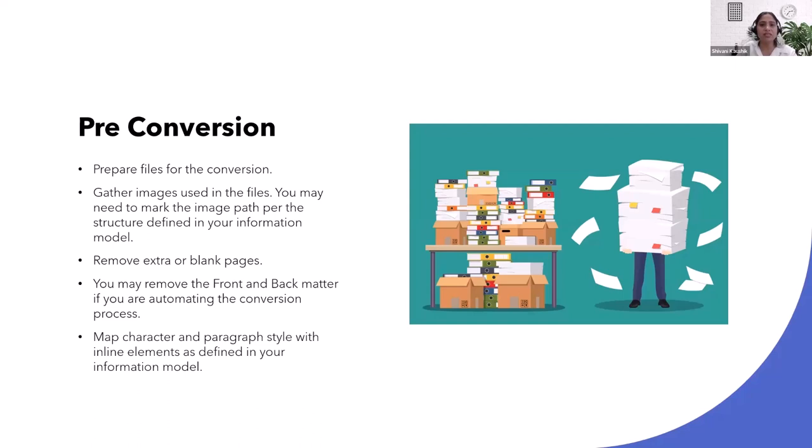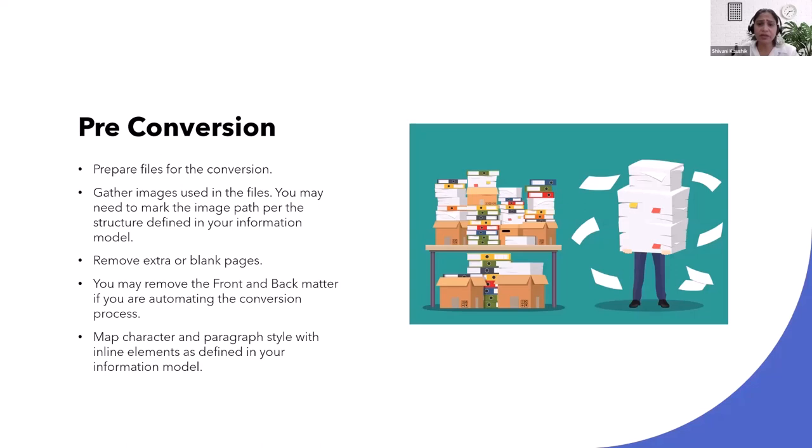If you have used various image formats in your documents earlier, then it's a great opportunity to standardize and use the same file format for all images, and remove extra blank pages. You may remove the front and back matter if you are automating the conversion, because if you are outsourcing or automating the conversion, then it may add to your total page count and will increase the cost. So you may remove the blank pages and front and back cover. Map character and paragraph styles with inline elements as defined in your information model.